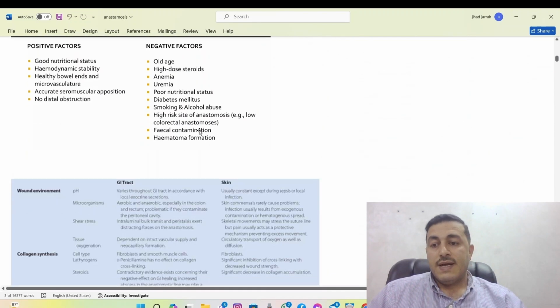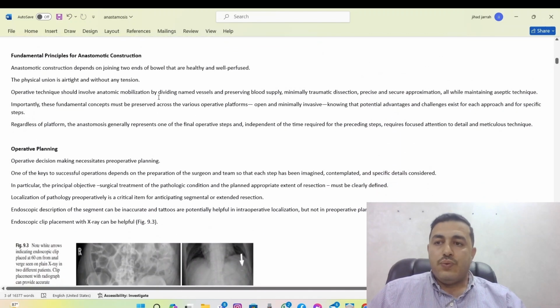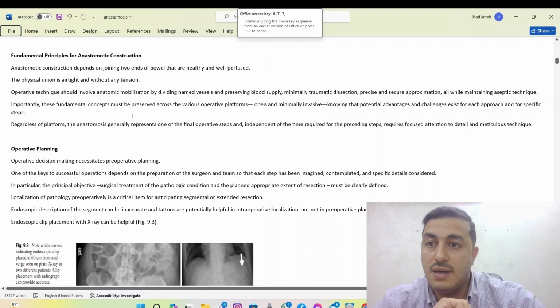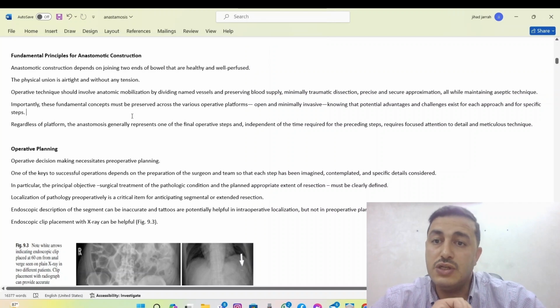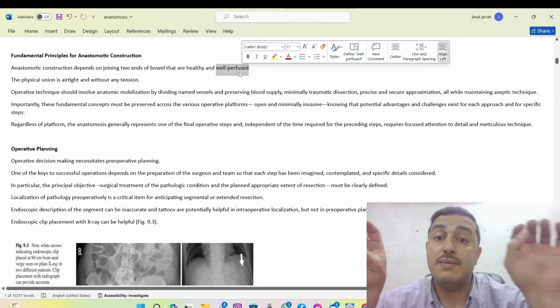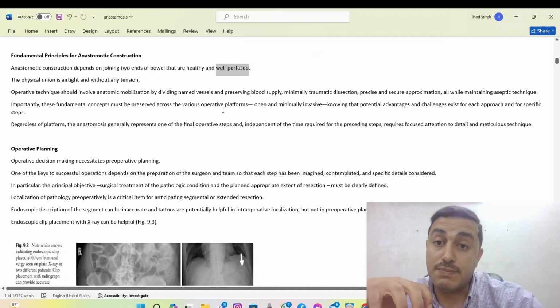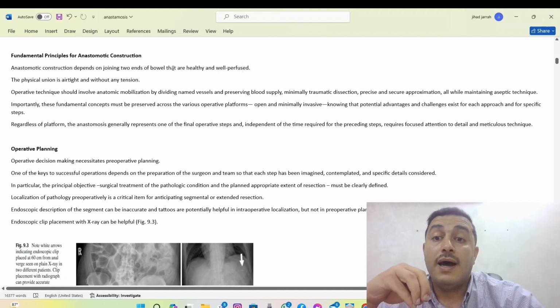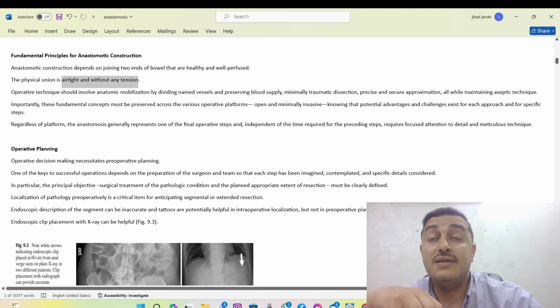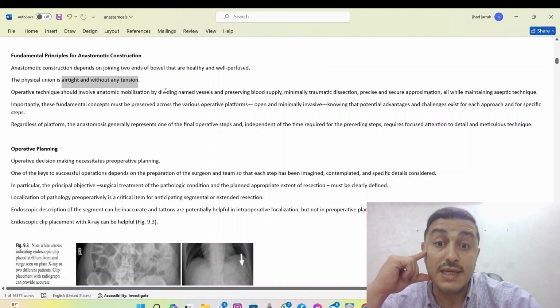Okay, these are the differences in GI anastomosis. Let's move to another important step: fundamental principles of anastomotic construction. We talked about some of them. These are a well-perfused segment; the two segments should be well vascularized. We will talk about how to assess perfusion. Also healthy bowel, airtight without any tension, and this leads us to some mobilization techniques.